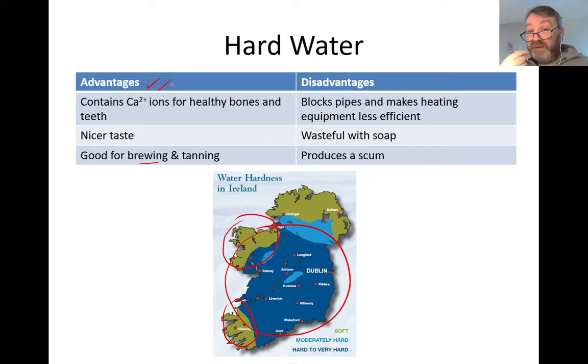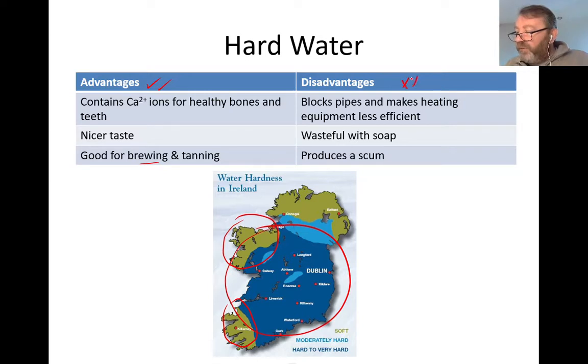The physical advantage of bones and teeth being strengthened. Secondly, the taste of the water is improved. And thirdly, if we are brewing beer or making wine or fermenting anything, it gives it a richer flavour. And if we're tanning leather, which is the process of taking the hide of a cow and turning it into something that's wearable, then the leather is of better quality if it is tanned with hard water over soft water.